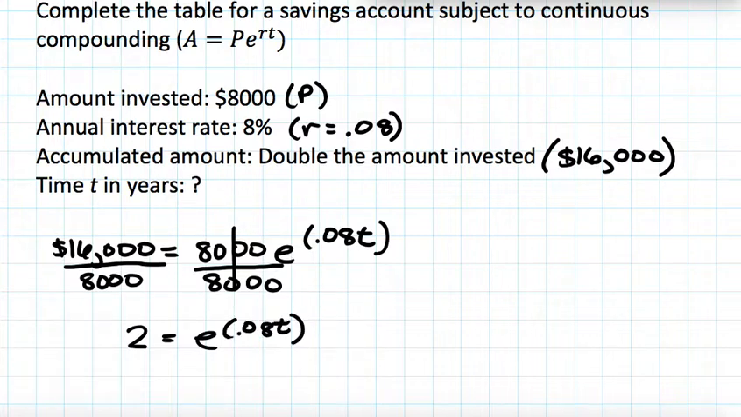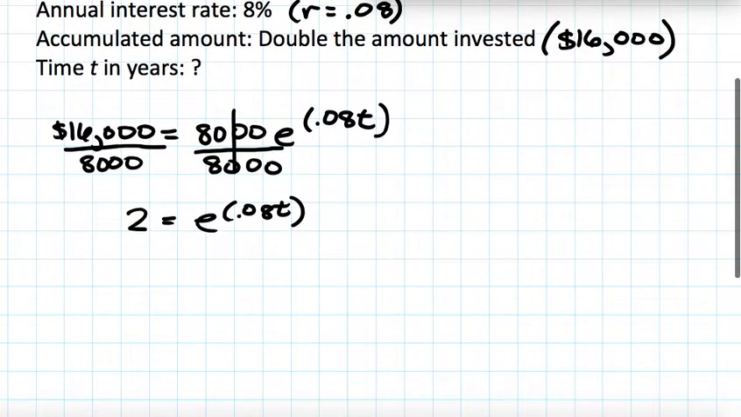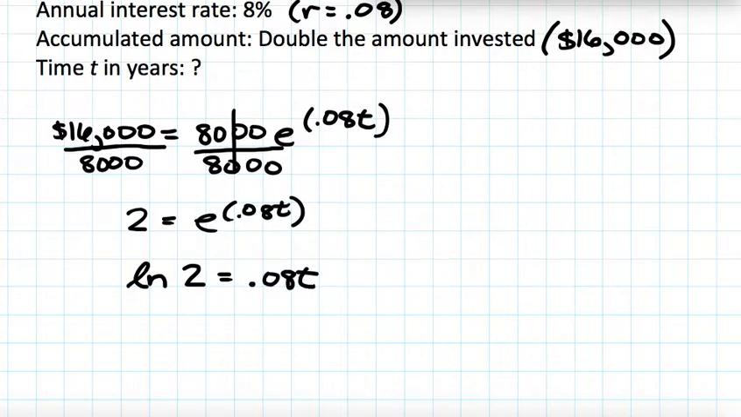Now I can rewrite this as a logarithm. This is base e, so I'm going to use natural log. Natural log of 2 equals the exponent, which is 0.08 times t. Now to get t by itself, I need to get rid of the 0.08 by dividing.